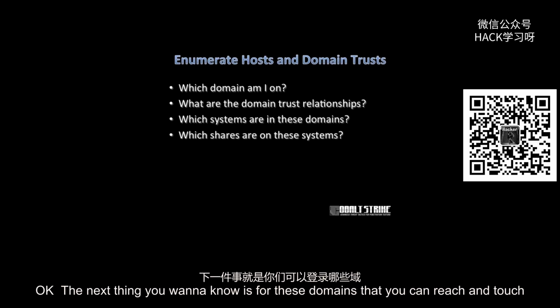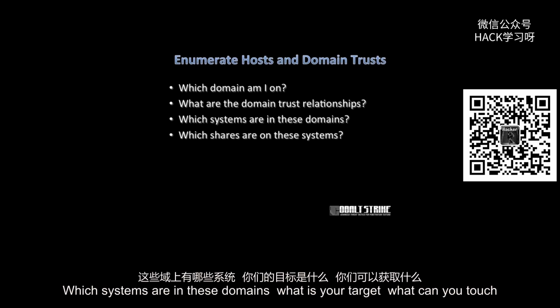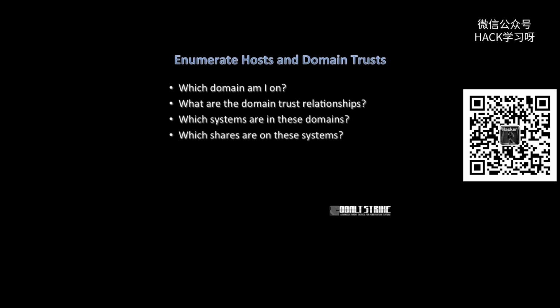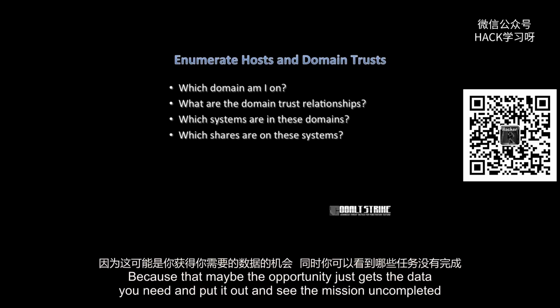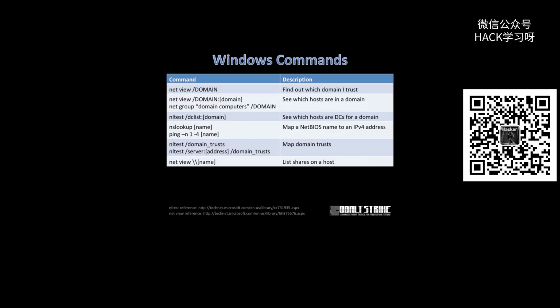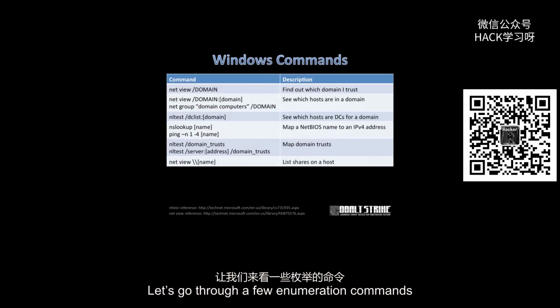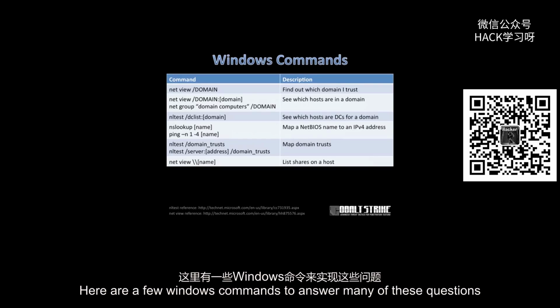The next thing you want to know is, for these domains that you can reach out and touch, which systems are in these domains? What are your targets? What can you touch? And also, just because it's where the data lives and you might not even need to elevate, it's very helpful to find out which shares are on these systems, because that might be your opportunity to just get the data you need, pull it out, and say mission accomplished. Let's go through a few enumeration commands. Here are a few Windows commands to answer many of these questions.